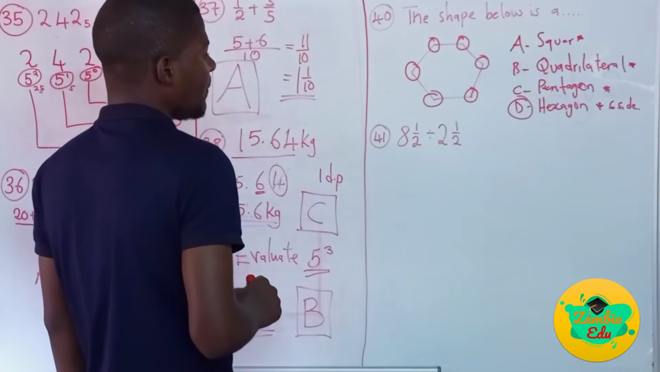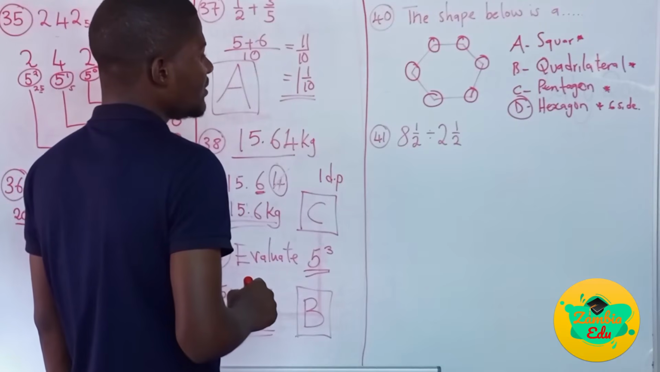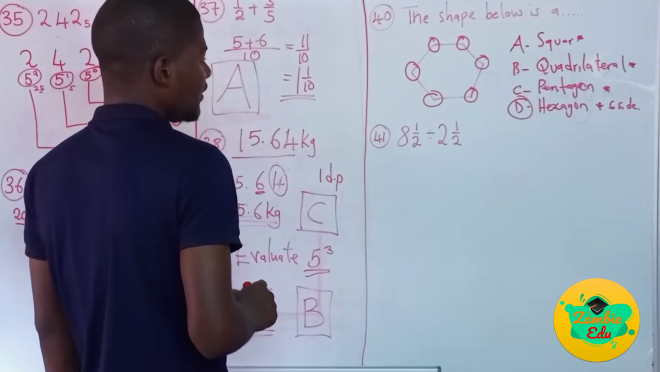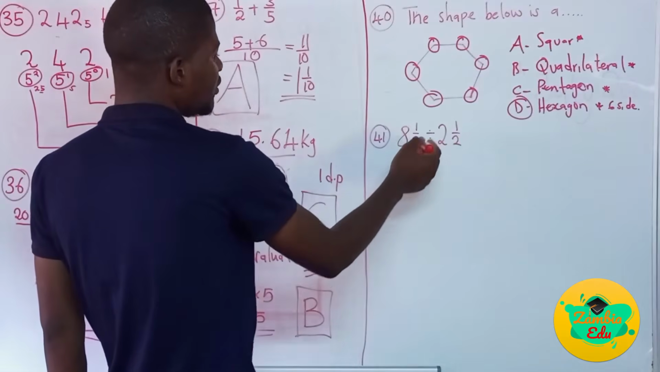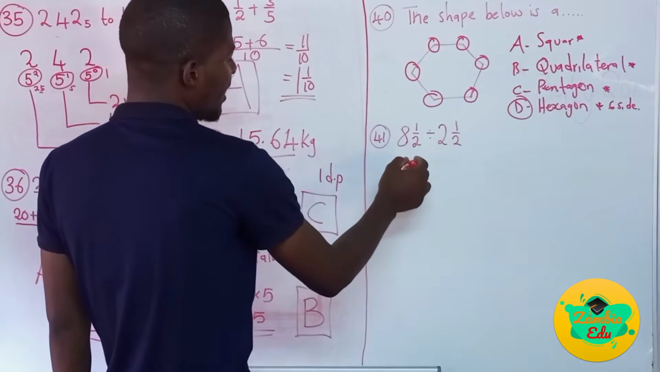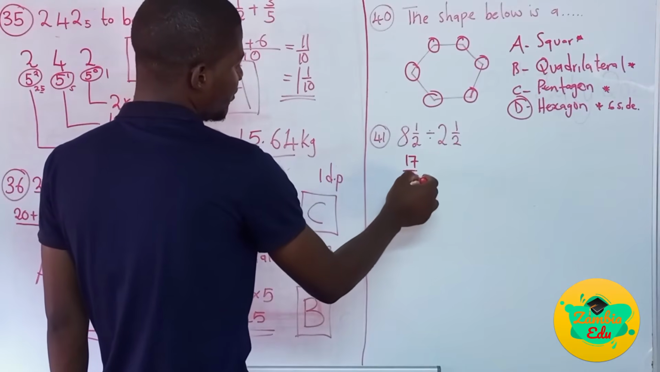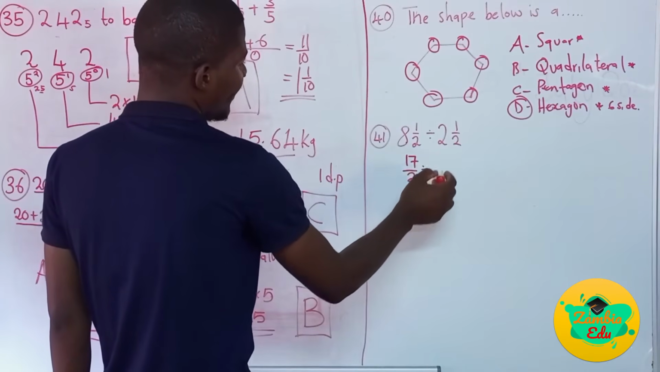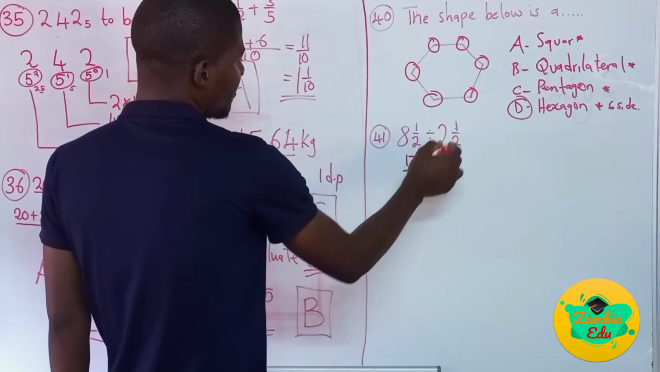Question 41. 8 1/2 divided by 2 1/2. So let's convert that into improper fractions. 8 times 2 is 16, plus 1, 17/2, divided by 2 times 2 is 4, plus 1, 5.